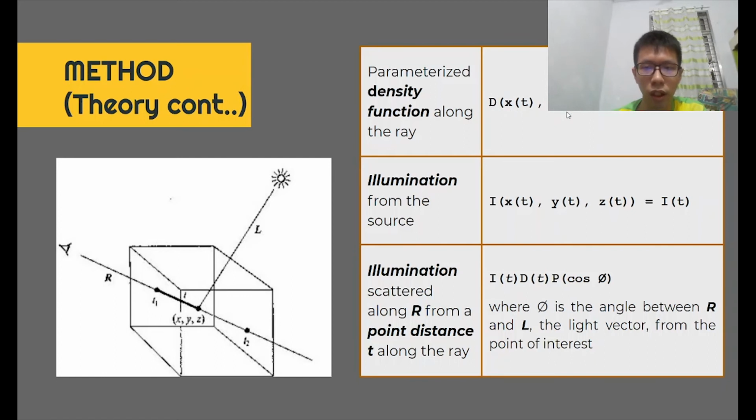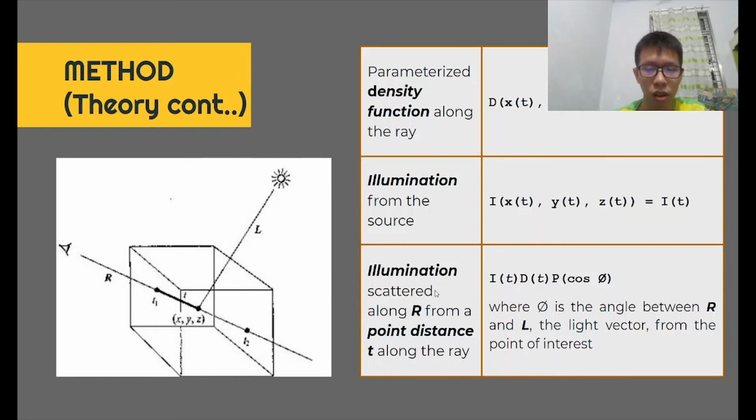D will have the XYZ, the distance, the point XYZ in the 3D Cartesian, equal to dt. T represents the distance. Then the illumination from the sources, which will be called the light source, will be represented by IT, and the T represents the distance.